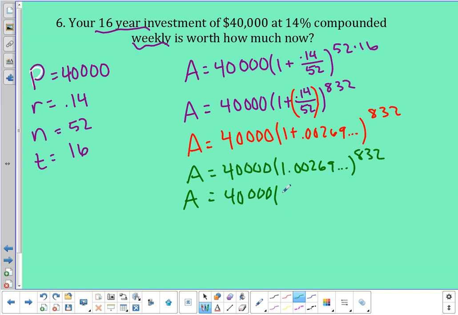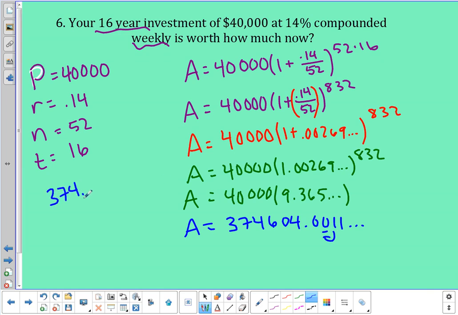40,000. And now inside I have 9.365 and so on. Now multiply, very last thing, times 40,000. I get 604.0011. So in terms of money, second decimal place, 1 tells me stay the same. I'm really at 00 there. $374,604. I don't need to worry about the cents because it was 00 after that. And there we have it.